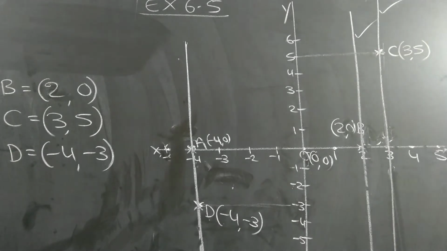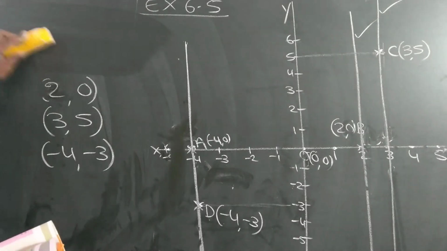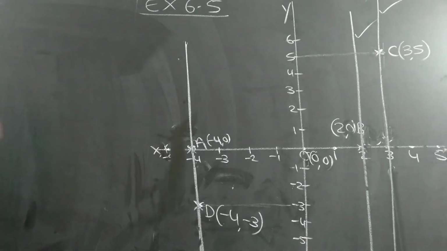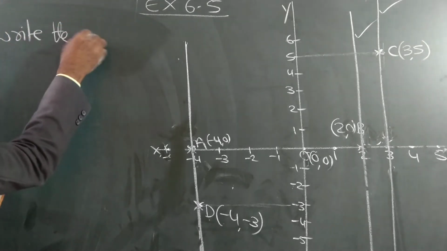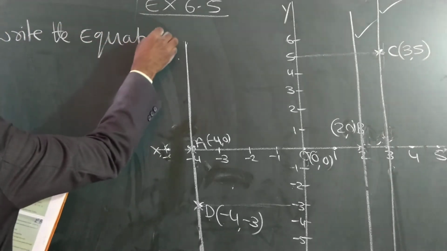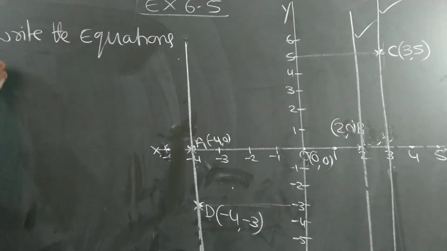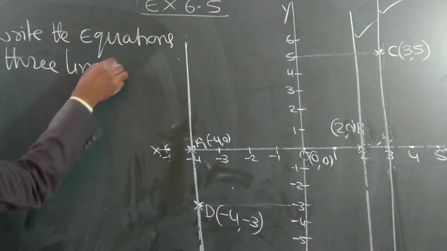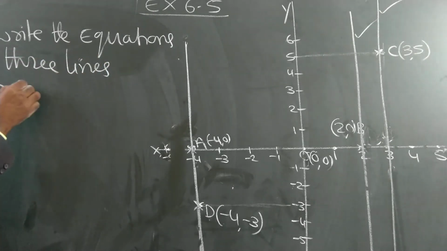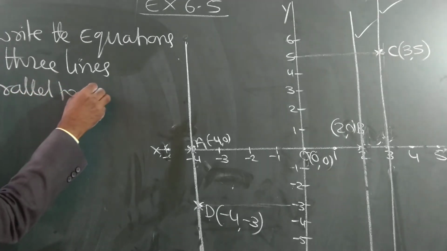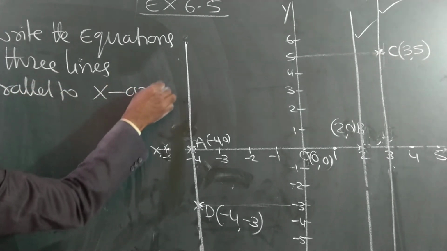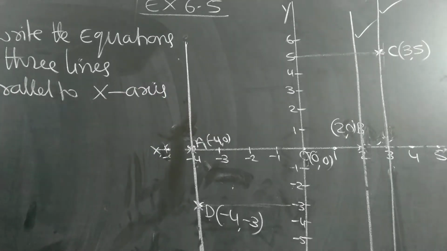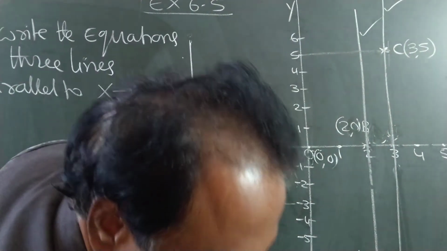Sixth, first bit: write the equations of 3 lines parallel to x-axis. Write the equations of 3 lines parallel to x-axis.